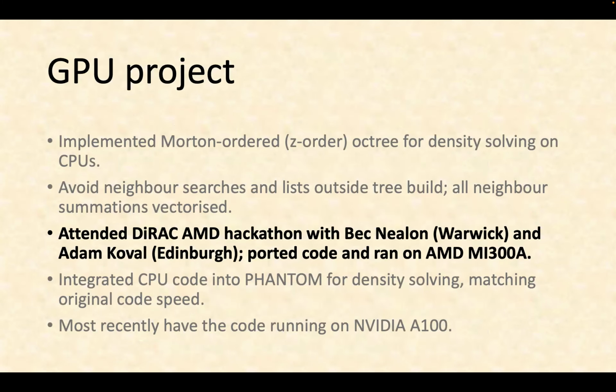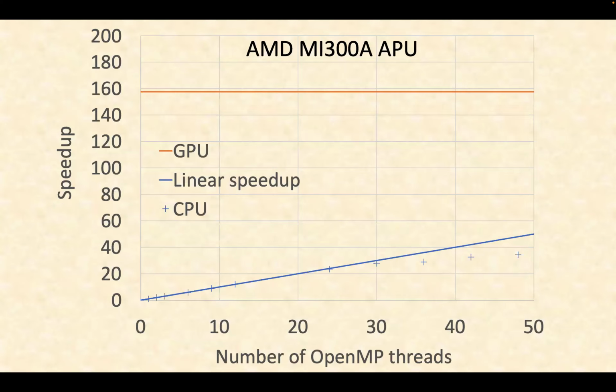Okay, then after having done this, I was still all on CPUs at this stage. Was it in April? I went to the Dirac AMD hackathon in UCL with Beck and Adam Cavall from Edinburgh. And we ported the code to GPUs, and we ran it on an AMD MI300A. We made a lot of progress there, and then soon afterwards we had it up and running, and we got some speed up, which I can show you here.